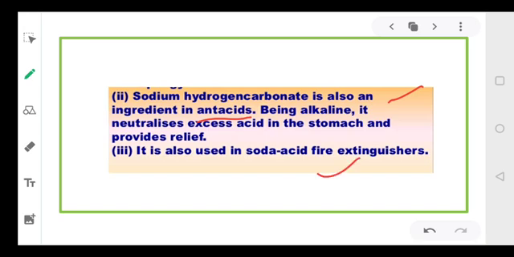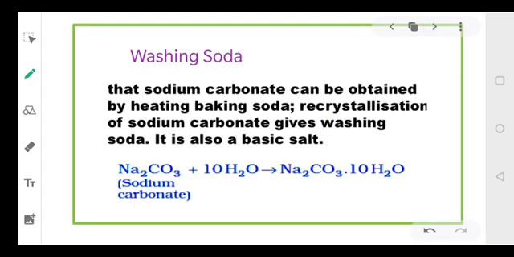Second, the most important, it is also used in making soda acid fire extinguishers. You must have heard, if there is fire anywhere, even the police personnel start using extinguishers so that the fire can be controlled easily. Those extinguishers have sodium hydrogen carbonate, and a small amount of acid, and these two react and carbon dioxide is produced, and thus the fire is put off.